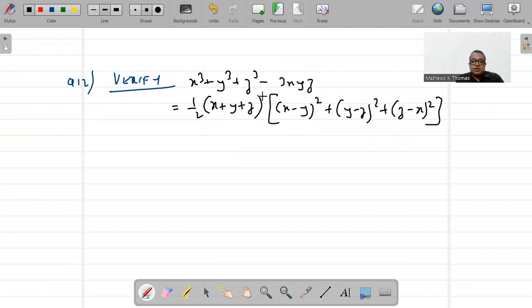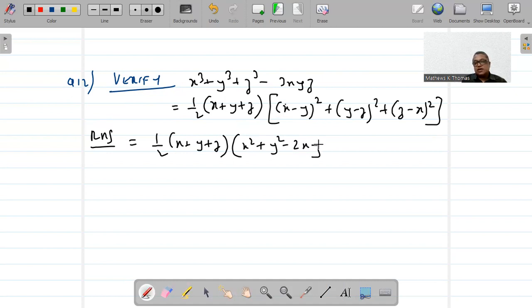So just like we did the previous verification, what we need to do is solve the RHS. When I take the RHS, I'm getting half (x plus y plus z). This is a minus b whole square, which we did, that is a square plus b square minus 2ab. So I'll open the bracket and rewrite it like this. Same way, I'll open this, I'll get y square plus z square minus 2yz. Open the bracket here, I'll get z square plus x square minus 2xz.